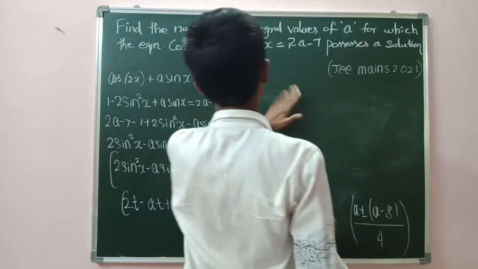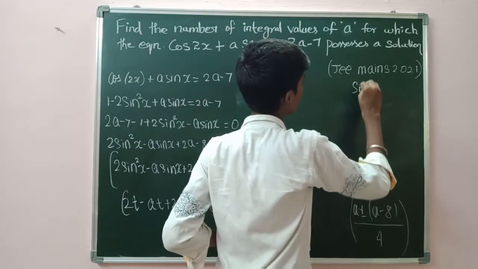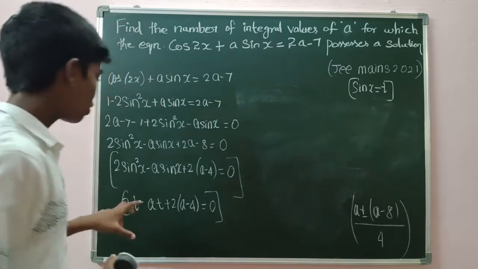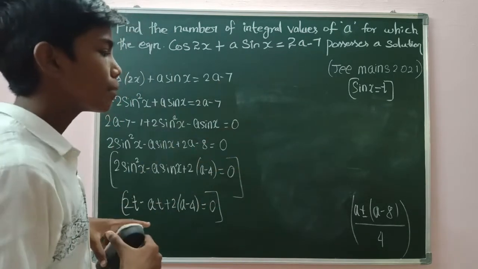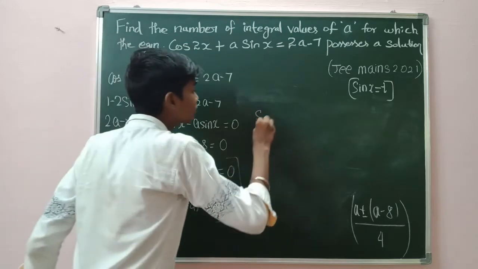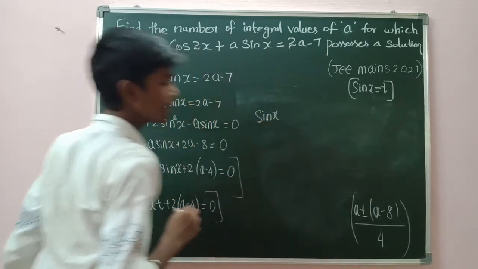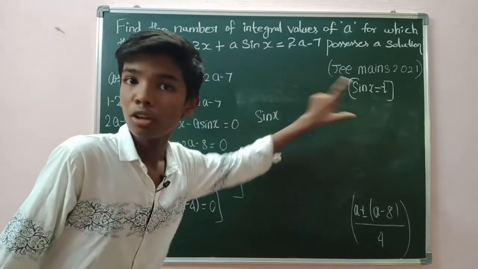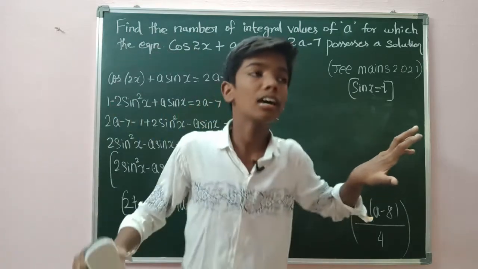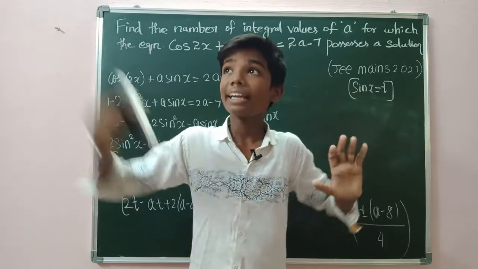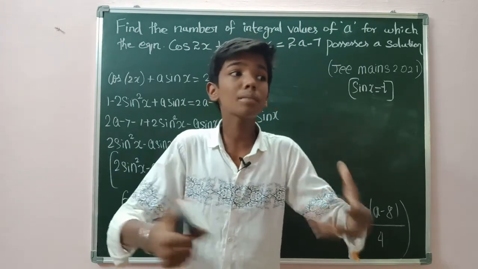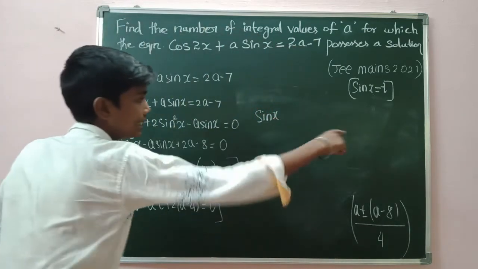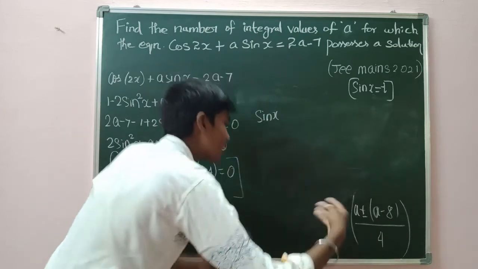Now what I did before is, I took sin x as t. Don't forget that before I took sin x as t. So now I know that your value of t is a plus or minus a minus 8 by 4. That means your sin x value is a plus or minus a minus 8 by 4, because t and sin x are the same. Don't forget, if you took some expression for a variable, at last don't forget that, or you will lose marks. So if t takes this value, then sin x also takes this value.